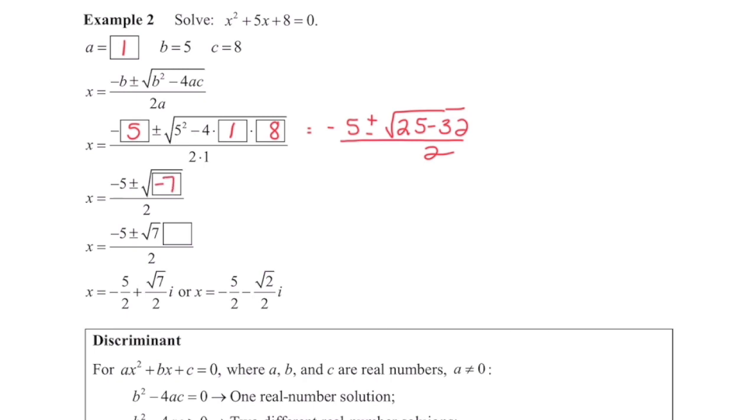Let's think back to our negative values. I have negative 5 plus or minus the square root of 7 times the square root of negative 1. We know that the square root of negative 1 provides us with the value of i. So we have negative 5 plus square root 7 over 2 and negative 5 minus square root 7 over 2, with the i values attached to both of those options.